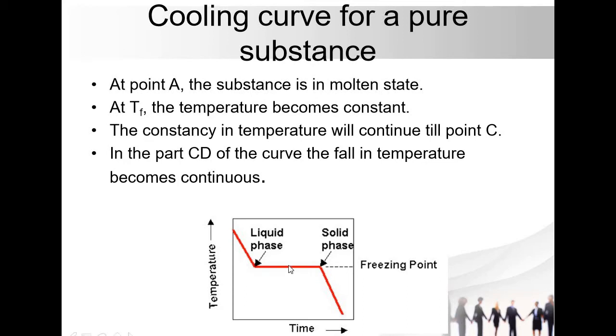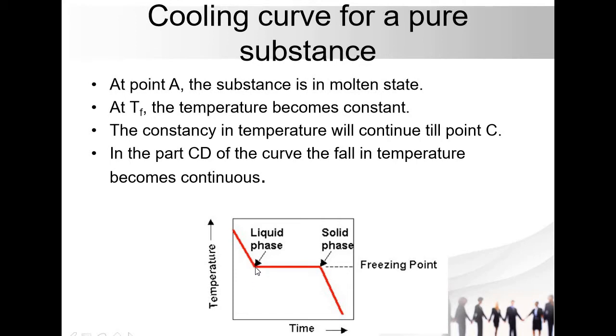And when it reaches this point B, which is known as the freezing point, the temperature becomes constant and it is indicated by a halt. You can notice this. It's indicated by a halt in the continuity of the cooling curve. Actually, at the freezing point, the solidification of this pure substance starts.